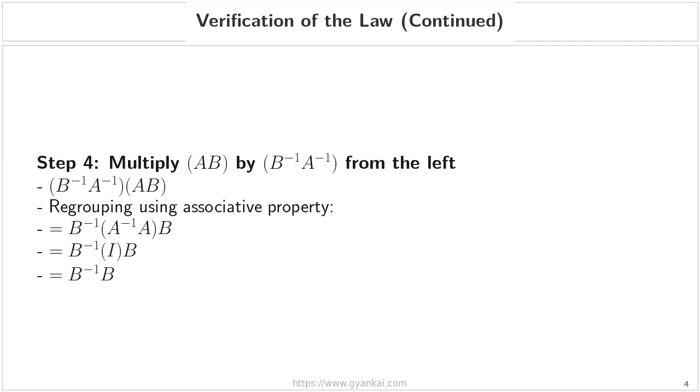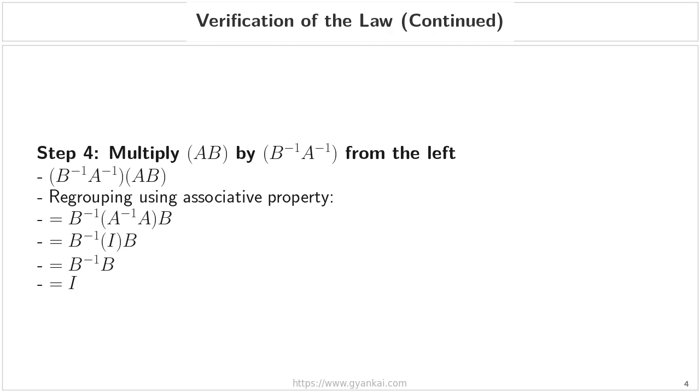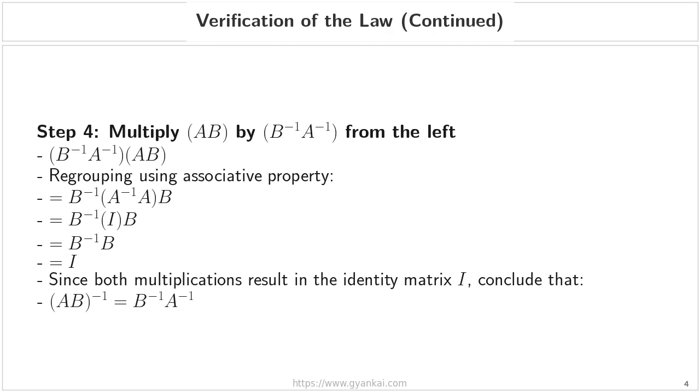times B. And once again, applying that same property of inverses, B inverse times B simplifies down to the identity matrix, or simply I. So, looking at what we have achieved, we have shown that multiplying from the right results in the identity, and multiplying from the left also results in the identity. Because both directions yield the identity matrix, we can officially conclude and state the reversal law. The inverse of A times B is equal to B inverse times A inverse.